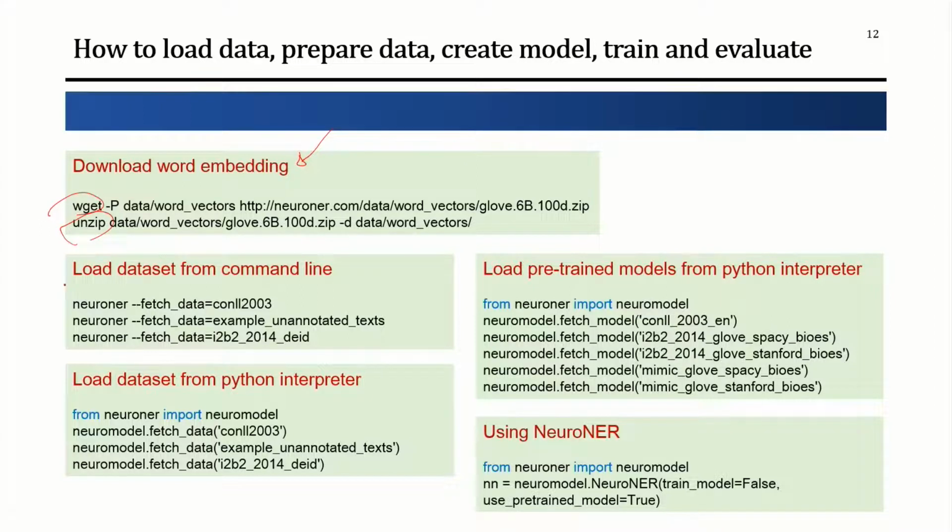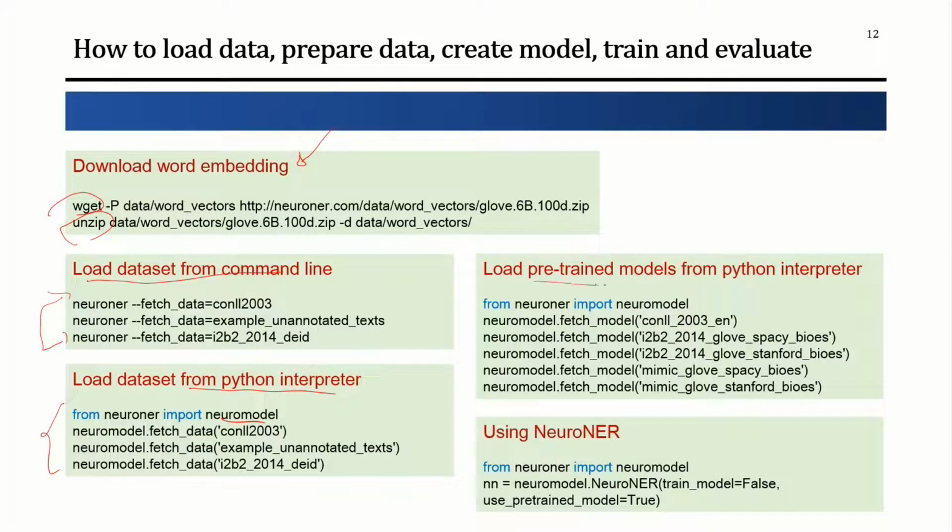And next, if you want to load a dataset from the command line, we can simply run this Neuro-NEO command. In addition to the command line, we can also load the dataset from the Python interpreter. In this case, we need to write the piece of Python code into Python source files. So from Neuro.neo, we import the Neuro model, and next we can load some related datasets to be used.